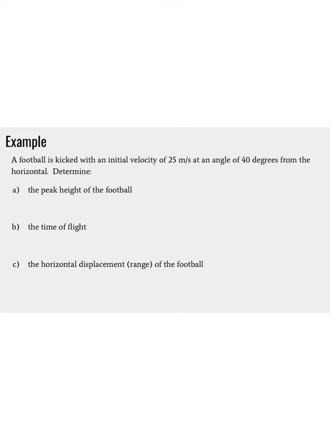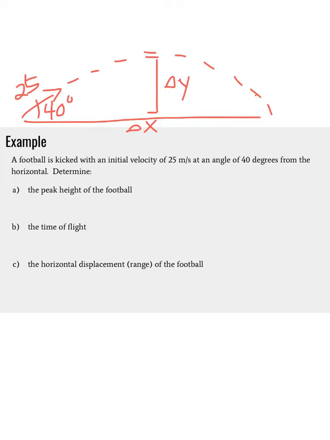Okay, so I'm going to walk you through this example problem that's in the notes. It says a ball is kicked with an initial velocity of 25 meters per second at an angle of 40 degrees from the horizontal. So we're going to determine a couple things. So the first thing we need to do is draw this situation out like that.